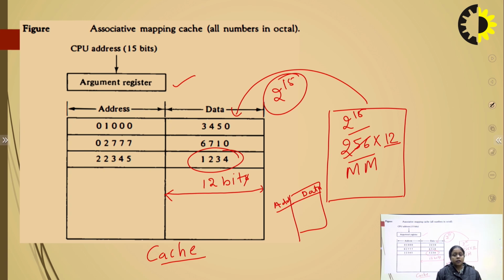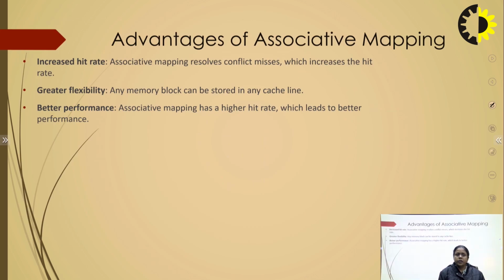Now this technique has many advantages and disadvantages. What are the advantages here? Increased hit rate. When the address matches, then the hit rate will be increased, which is a better thing for the cache memory, because we should make our cache memory efficient. When the hit rate increases, then the efficiency of the cache memory also increases.